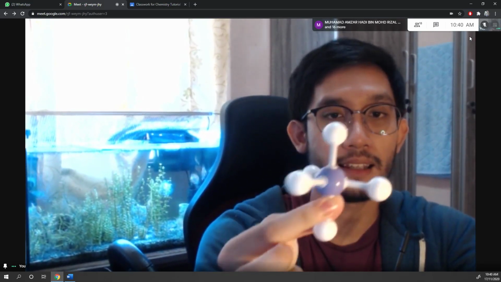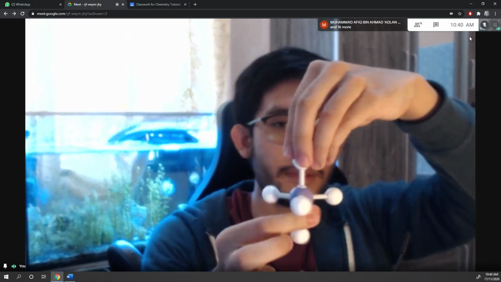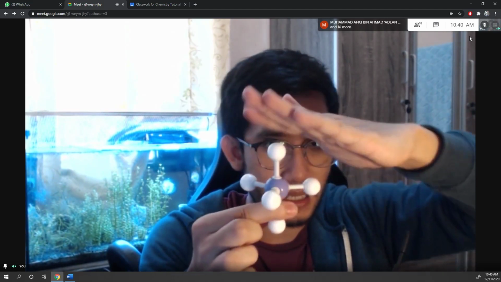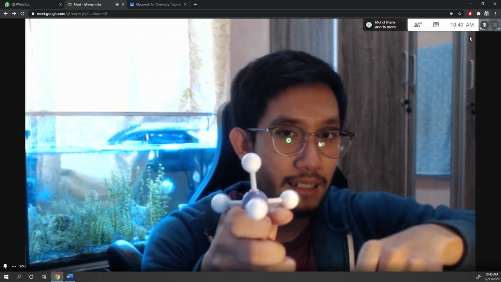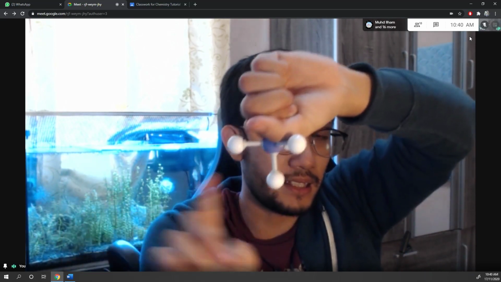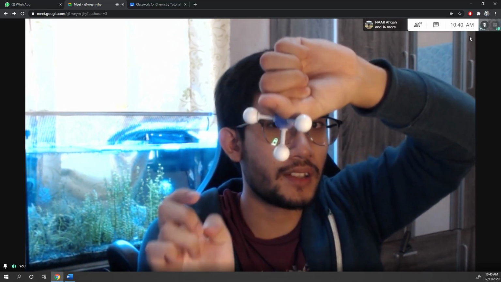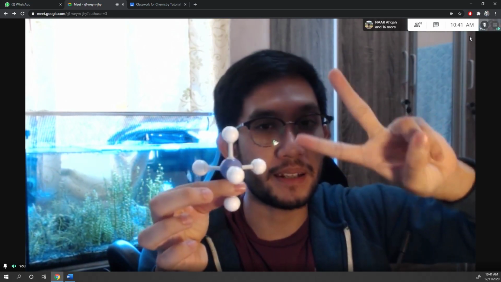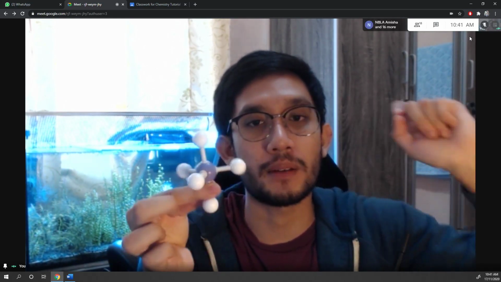Okay. So that's what I'm showing tadi tu. Atas ni is dia punya the first pyramid, and then this is the second pyramid. That's why it's trigonal bipyramid. So dia ada 2 piramid, satu atas satu bawah.